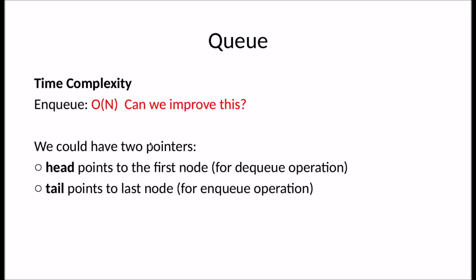What we can do is we could have 2 pointers, a head pointer that points to the very first node and a tail pointer that points to the last node in the queue. So the head pointer would be just used for the dequeue operation. We check if a node exists. If so, we update the head pointer and return the value of that node. The tail pointer would be used for the enqueue operation, where we just go to the last node, we create a new node, update the next pointer of the last node to the new node.